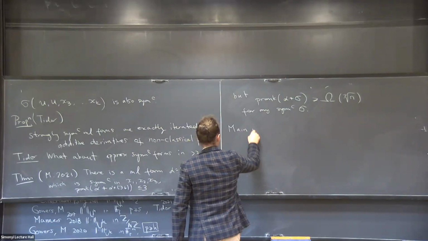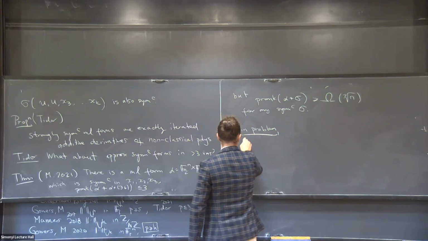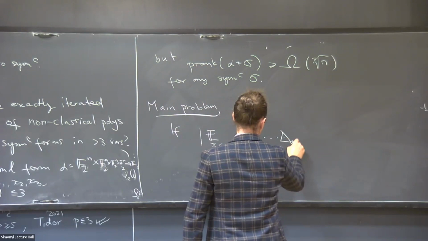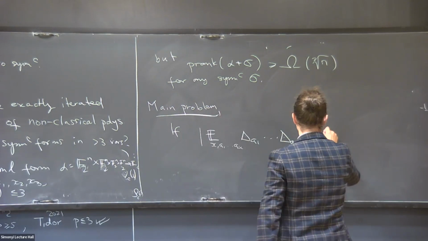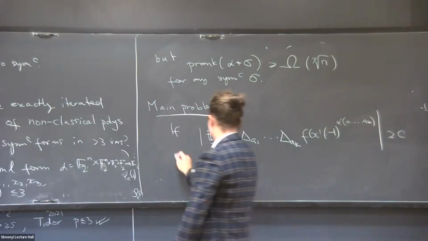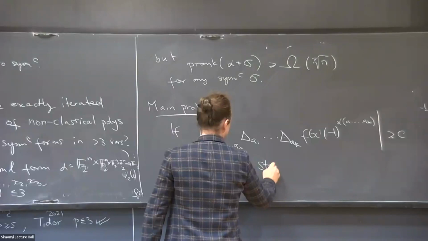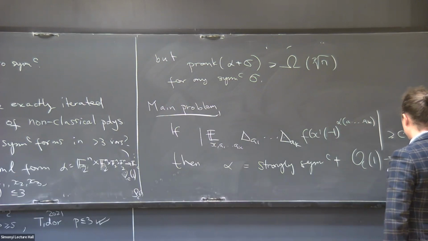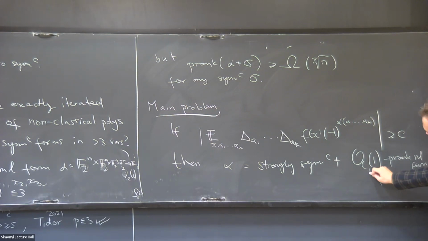is basically the following. If the star condition holds, so if we have this expectation, let me now put k variables instead of k minus one, because we are now just focusing on this problem. And this is no longer omega, but just minus one to our form. Then one needs to conclude that alpha equals strongly symmetric plus low partition rank, something which depends only on a low partition rank multilinear form. Okay, and we need reasonable bounds here in order to get a quantitative inverse theorem, right?